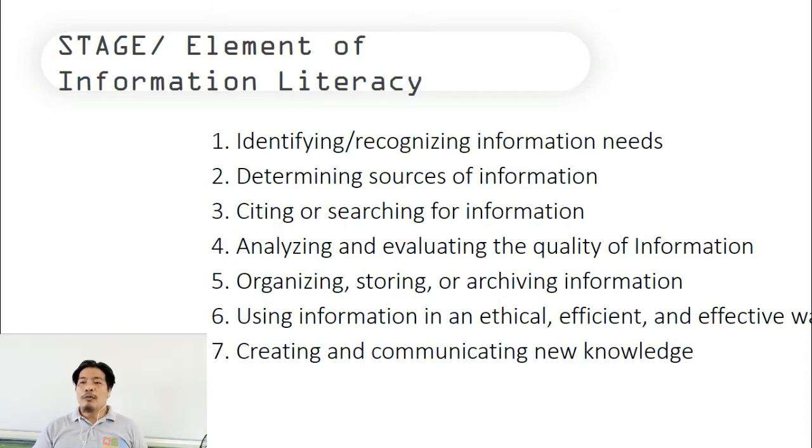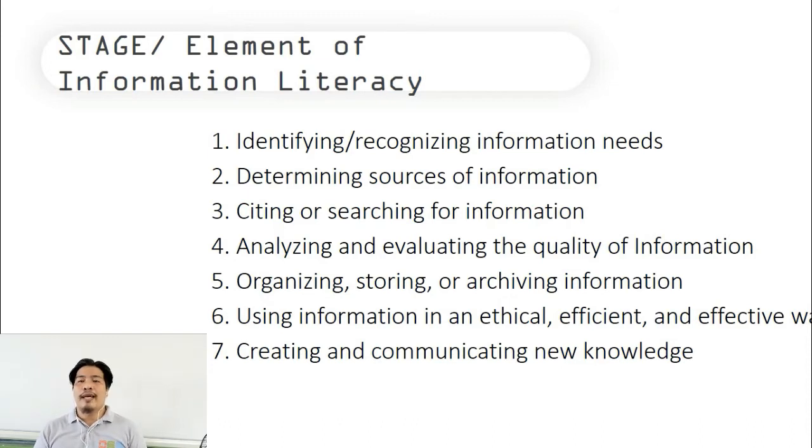Okay, we move on to number 5, which is organizing, storing, or archiving of information. Well, archiving and organizing of information is also important. Storing and archiving is just making sure that the available information that you have can be accessed anytime and can be used for future reference. Number 6 is using information in an ethical, efficient, and effective way.